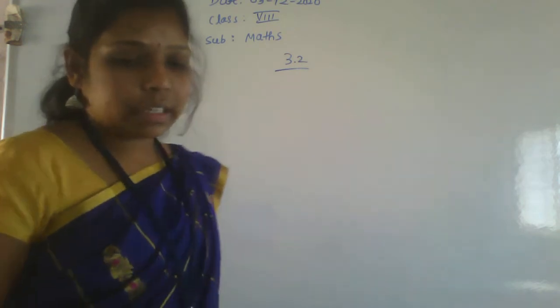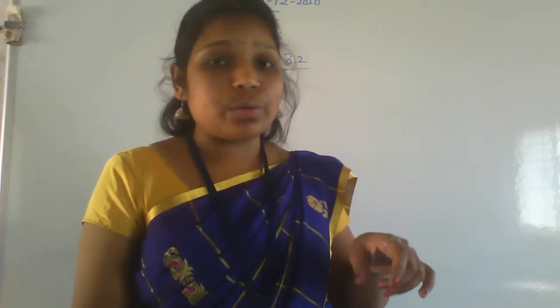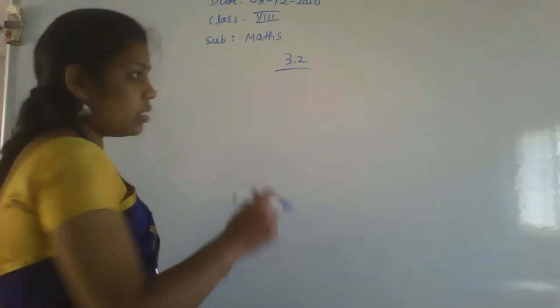3.2, that is the first one. Without actual multiplication, find the square of the following numbers. Don't do actual multiplication. Actual multiplication means 57 into 57, the same. Similarly, when you are doing a lower section, you will do multiplication, right? Don't do like that. Without doing actual multiplication, you have to find the square of the given number.